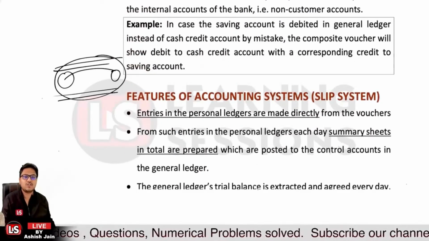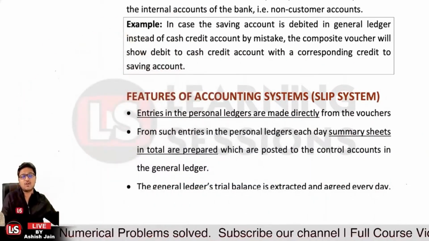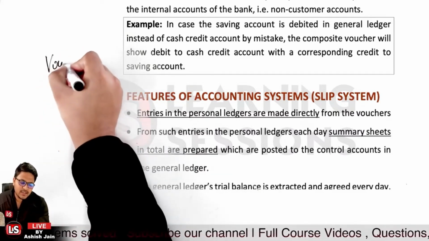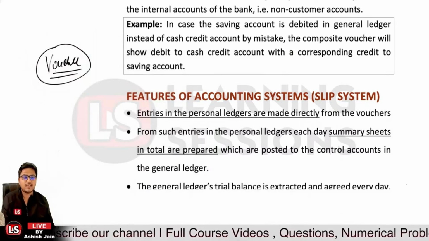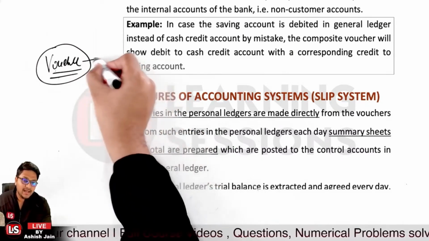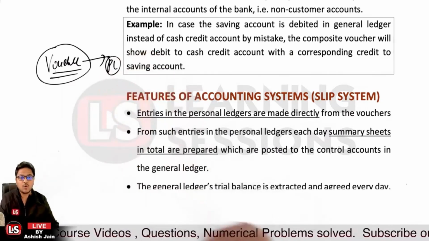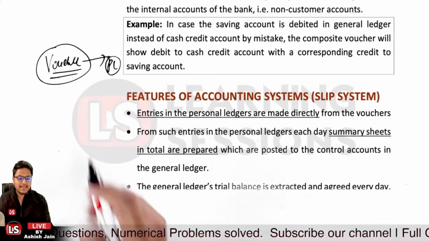And further, what are the features of the accounting system? First of all, you will have vouchers with you, whether it is a cash voucher, debit voucher, credit voucher, or composite voucher. Based on those vouchers, you will make entries into the system, like entries into the personal ledgers of the account holders directly from the vouchers. And further, you will prepare the daily summary sheet.